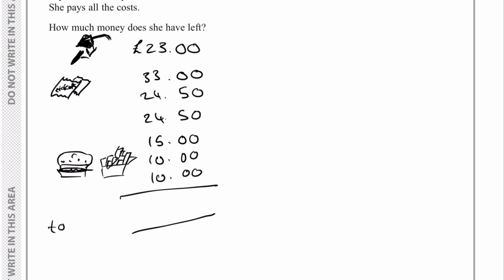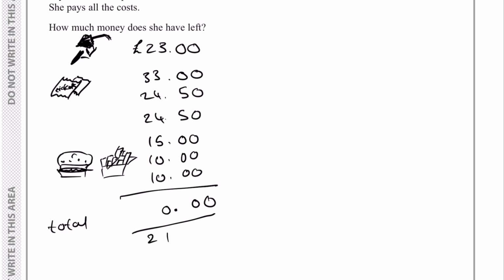Let's calculate everything together: tickets, meals, and petrol. Here's how it adds up using column addition. In the hundredths column, we got 0. Remember the decimal point. In the tenths column, we got 5 plus 5, which is 10, and we carried the 1. In the units column, we got 3 plus 3, which is 6, plus 4, which equals 10, plus 4, which equals 14, plus 5, which equals 19, plus the 1 we carried on, which equals 20. So we carried the 2.